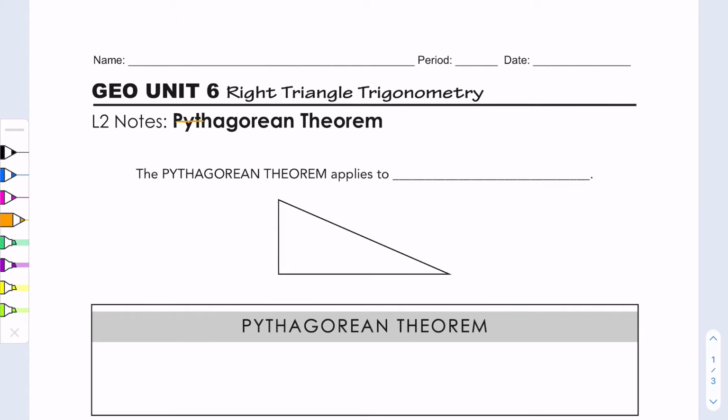Today's lesson is on the Pythagorean theorem. The Pythagorean theorem is something that you may have learned in middle school, so if you did, hopefully this is just a review. The Pythagorean theorem applies to right triangles only.